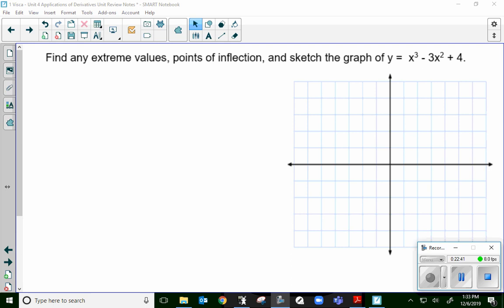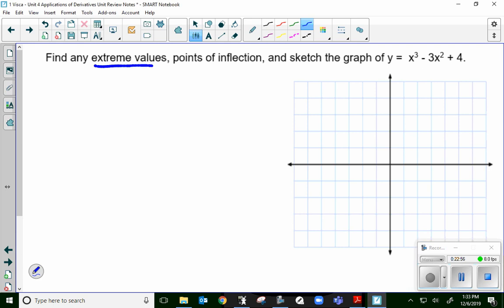Find any extreme values, points of inflection, and sketch the graph of x cubed minus 3x squared plus 4. We're going to do this all without a calculator, okay? Extreme values are mins and maxes. I need to find the critical points, that's when the first derivative is equal to 0.